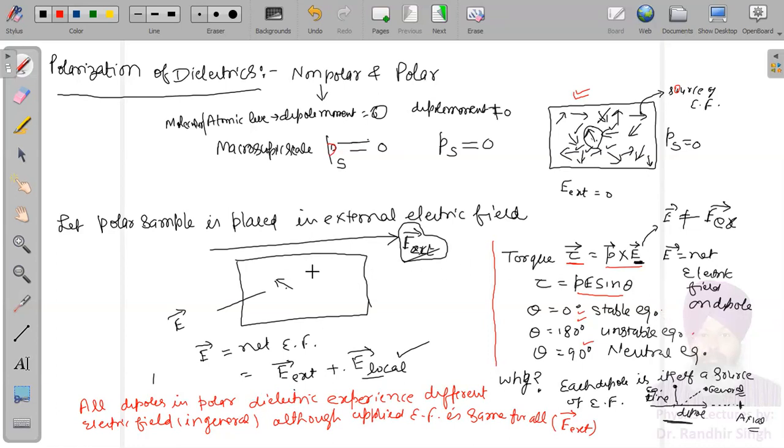And I told in my discussion so far that a dipole does not experience the electric field that is applied. It experiences an electric field different from the applied electric field because of the effect of the dipoles surrounding a given dipole. That is called the local electric field. So all the dipoles in the sample do not experience the same effect of the electric field. This is what I have taught so far.